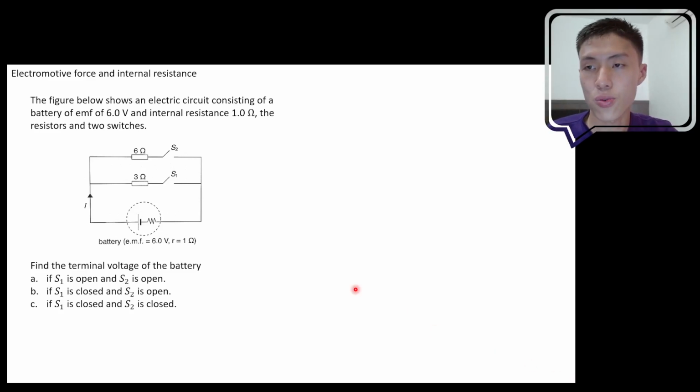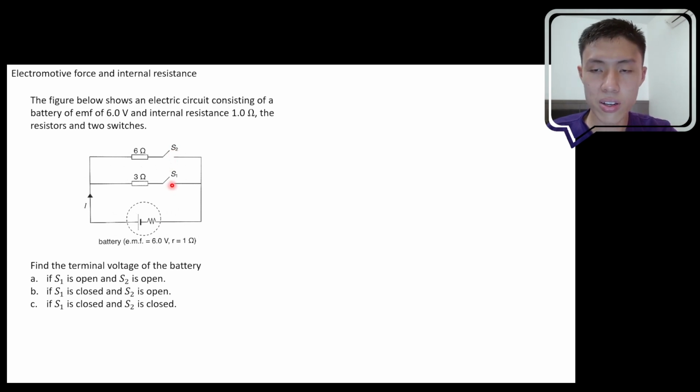Let's try to solve this question here. The figure below shows an electric circuit consisting of a battery of EMF 6 volt and internal resistance 1 ohm. So they write it clearly over here. This is the battery. They label the EMF here to be 6 volt, the internal resistance here to be 1 ohm. Okay, and it consists of two resistors and two switches. So you have one battery, two resistors and two switches over here.